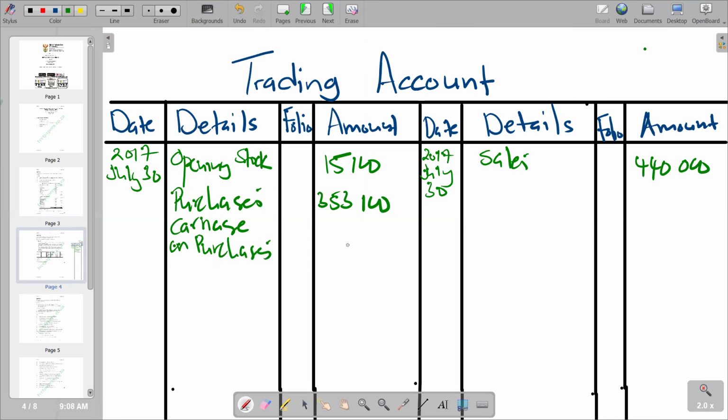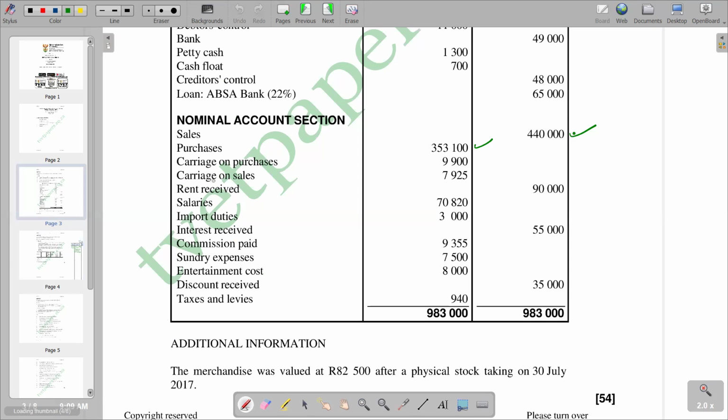We are saying it's 10,900. And after carried on purchases, what about carried on sales? We are including those in the profit and loss account. So we leave it, we go to rent received. It's an income, which should be in the profit and loss, and then again salaries.